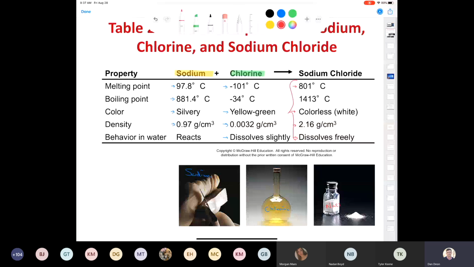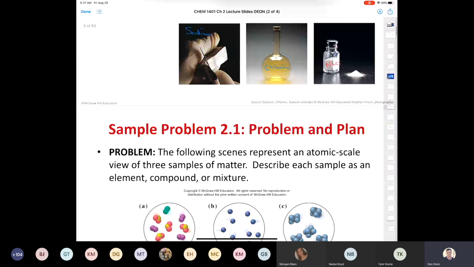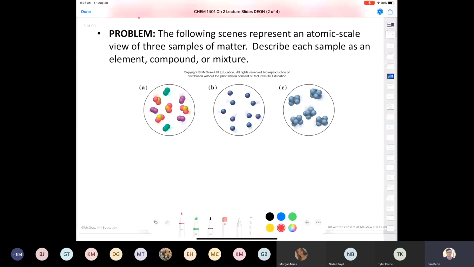Let's really get the wheels turning here and take a look at a sample problem. This is not meant to be some kind of destroyer or anything. This is just a problem to get us thinking about what we're talking about right now. It says the following scenes represent an atomic scale view of 3 samples of matter. Describe each sample as an element, a compound, or a mixture. I'm going to throw this out to my students who are listening right now. Could anybody help me with A?